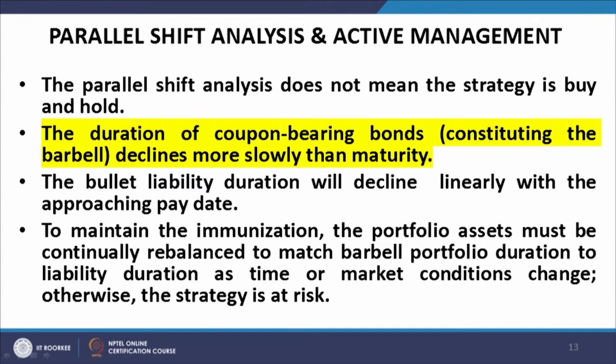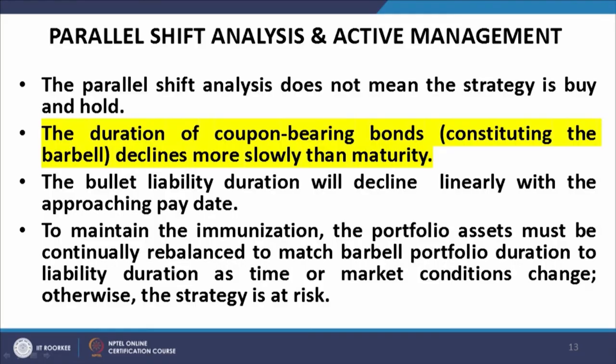Parallel shift analysis and active management. The strategy that I have talked about of immunizing a bullet liability by using a portfolio of a short maturity, short duration bond and a long maturity, long duration bond, the barbell strategy, is not necessarily a passive strategy. Let us see why it is so. It is so because the duration of the coupon bearing bonds constituting the barbell declines more slowly than maturity. Why is it so? Let me explain this in a minute.